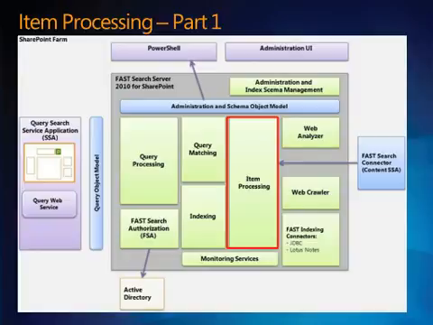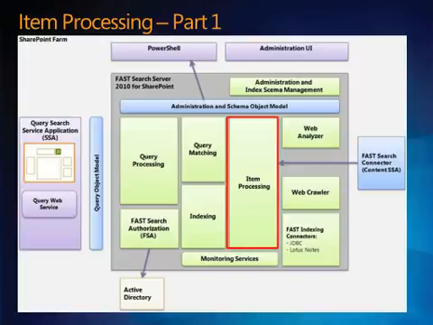The Item Processing Service receives items to be indexed from the indexing connectors. The Item Processing Service extracts content from the source documents in various formats, discovers and sets managed properties, and performs linguistic processing on the content. The Item Processing Service then sends the processed items to the indexing service.